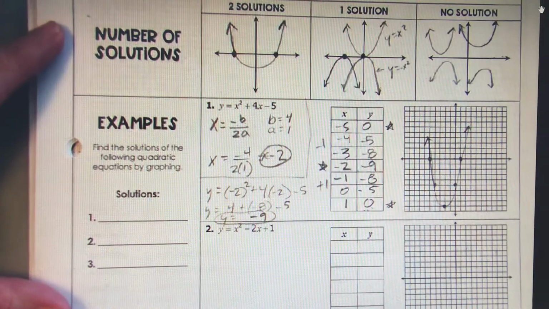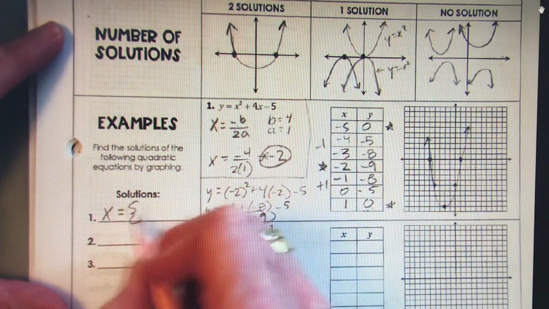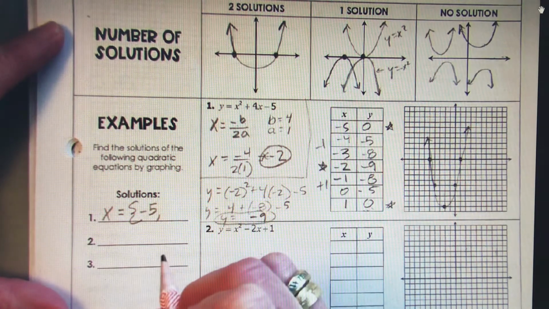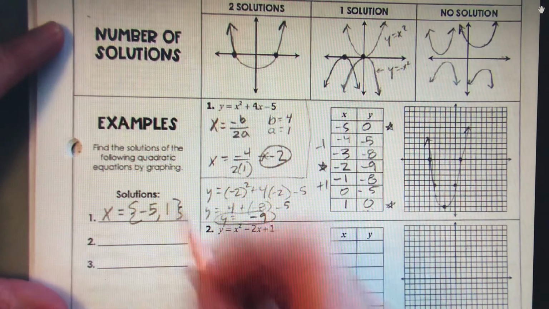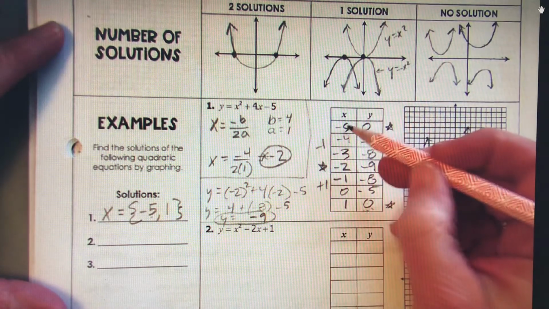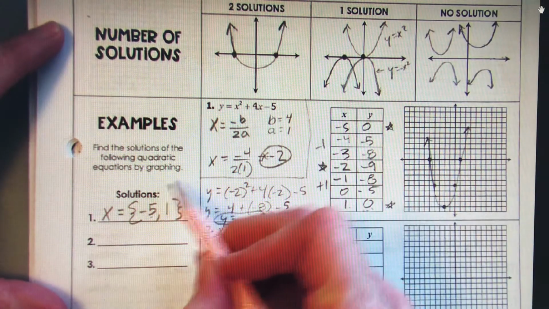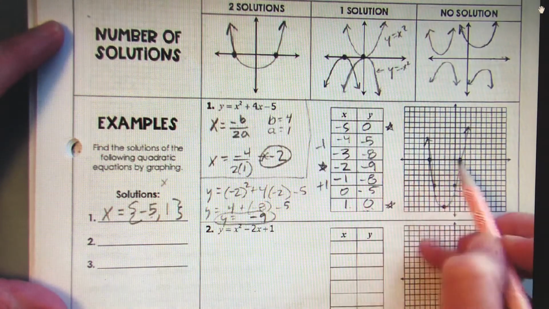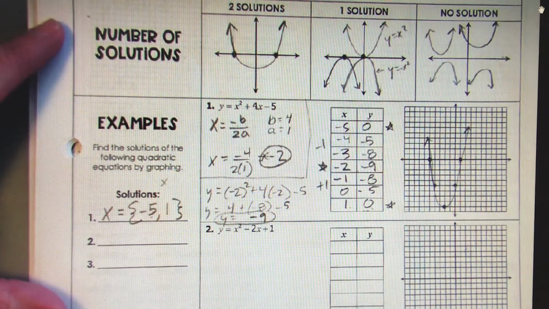How we write this is like this. X equals, so I'm going to make a set. This bracket actually gives us information that what we're looking for is a set. Now this is not a coordinate because it's not in parentheses. This is a set. That means that my x is negative 5 and 1. These are my two x's, my x-intercepts, where they meet the x-axis. And this is where my y's are 0. These are the solutions. I'm just going to do that one.